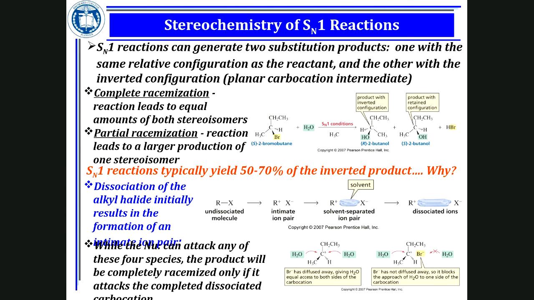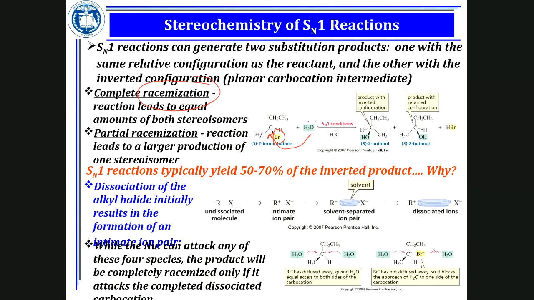So you get a complete racemic mixture. Is it going to be 50-50? If the H2O is coming from the same side that the Br is leaving, okay? If it's coming from the same side, H2O has pairs of unshared electrons on oxygen.